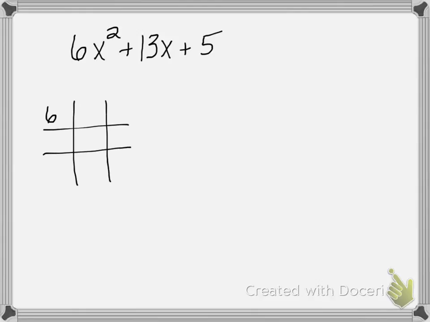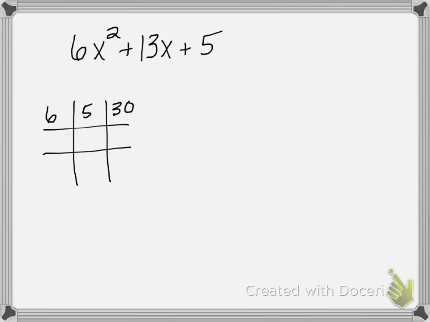Alright, so I'm going to do a quick little review on factoring trinomials with an a value other than 1. Okay, so here is a trinomial. Here I have an a value that is 6, so I can't just use the normal multiply to get c and add to get b. So one of our options is the tic-tac-toe method.